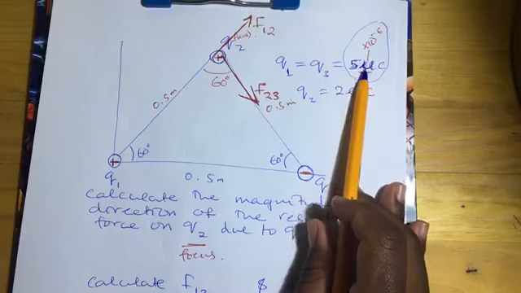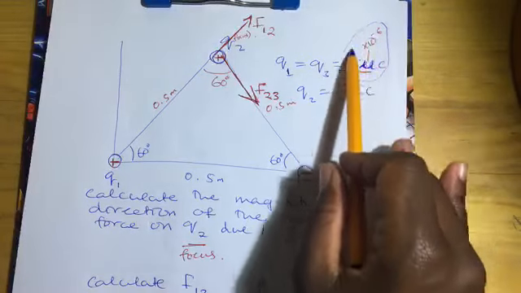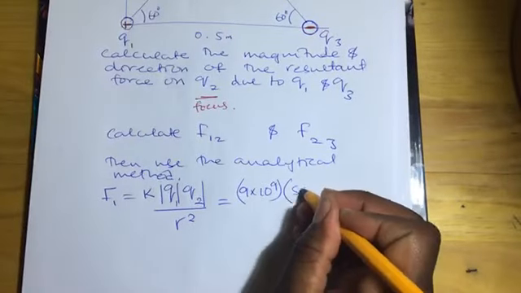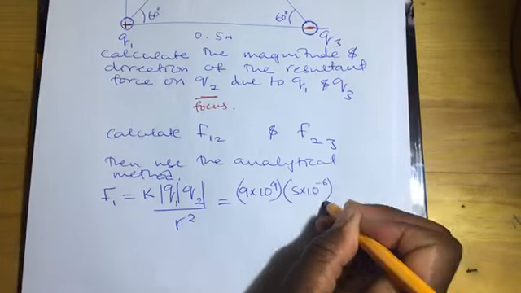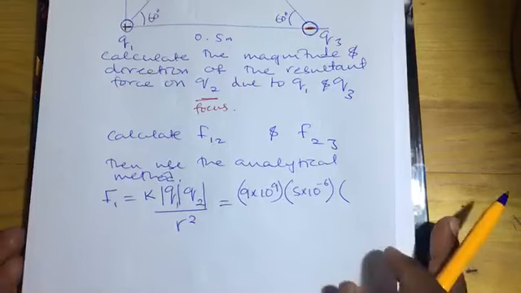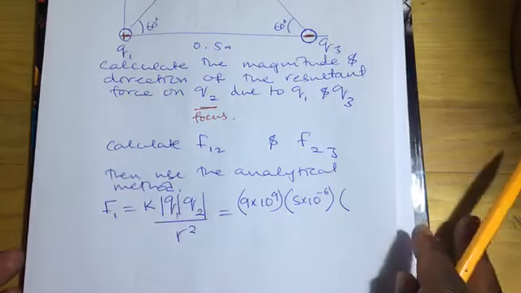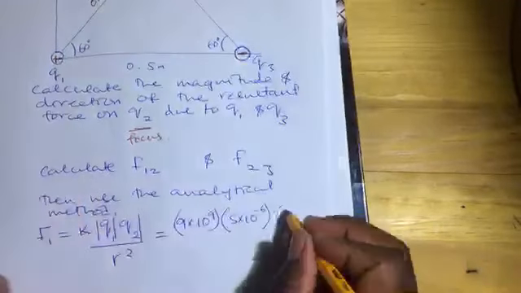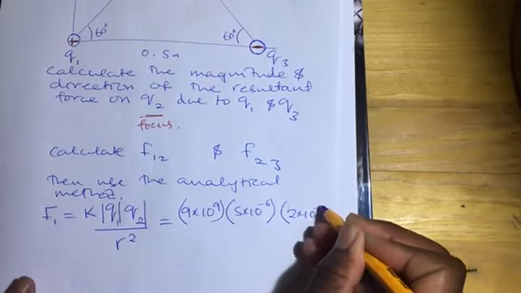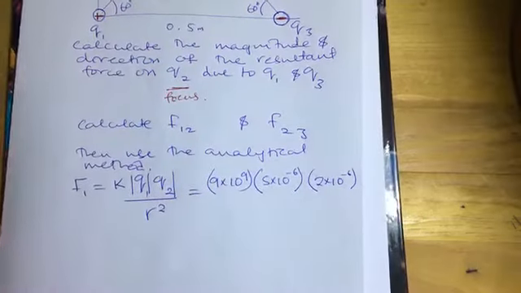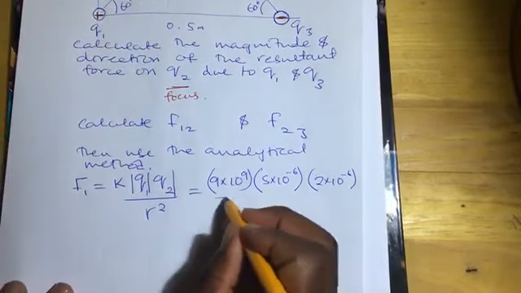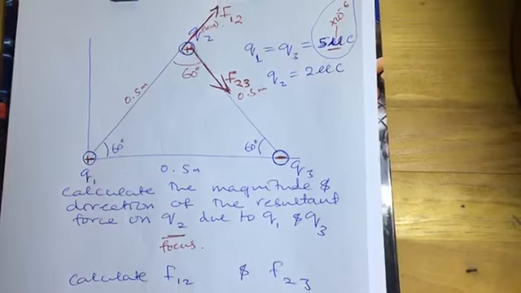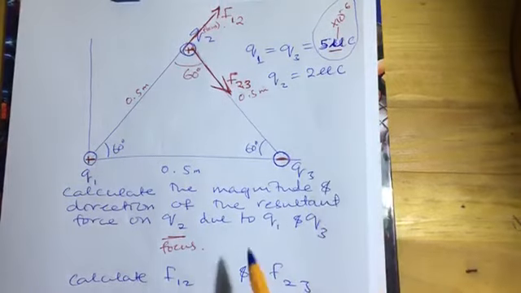Now, replace the micro with the appropriate figures. So this is going to be 5 times 10 to the power negative 6 coulombs times Q2. We need to multiply Q1 and Q2. Q2 is 2 microcoulombs, so this is going to be 2 times 10 to the power negative 6. So the micro just tells you it's times 10 to the power negative 6, divided by. I want you to notice that you are calculating F12.